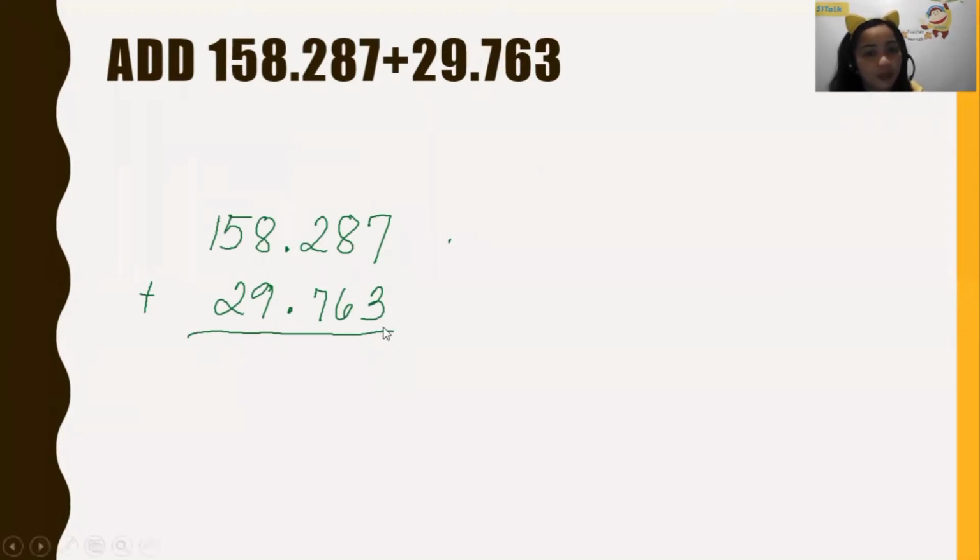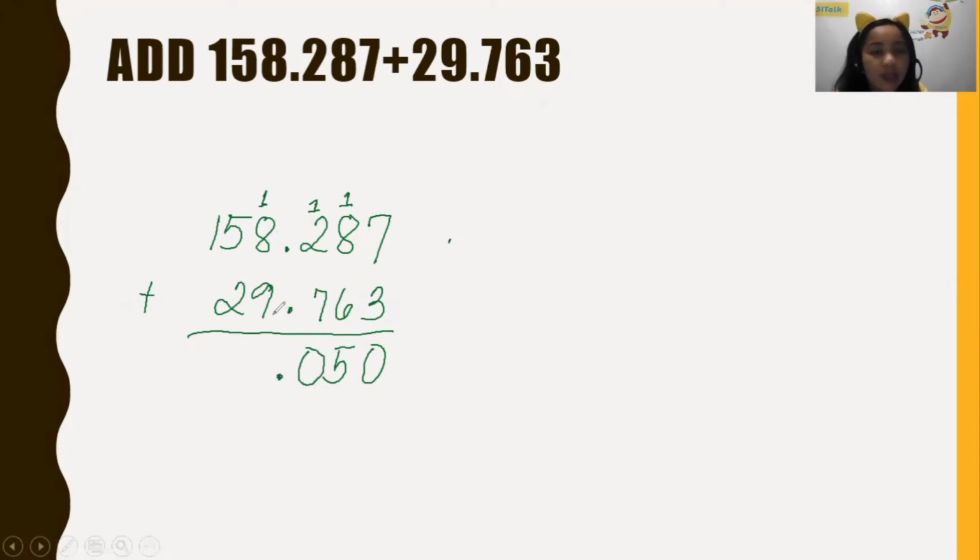Bring down 0. Carry 1. So we have 8 plus 6 is 14, plus carry 1 is 15. Bring down 5. Carry 1. And then we have 2 plus 7 is 9, plus carry 1 is 10. Bring down 0. Carry 1. And copy the decimal point.